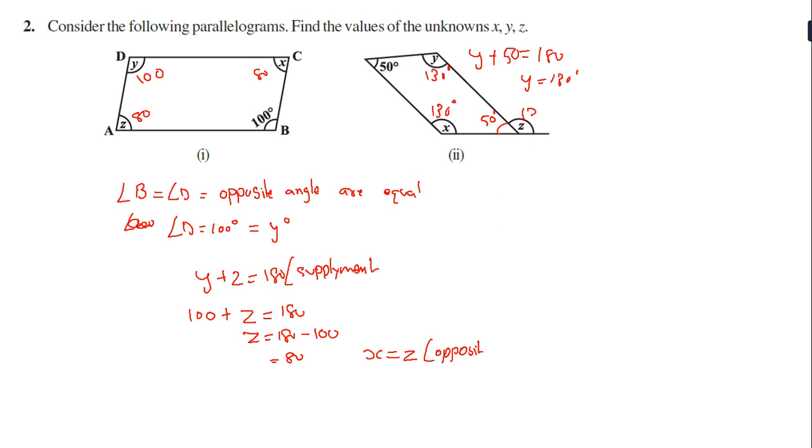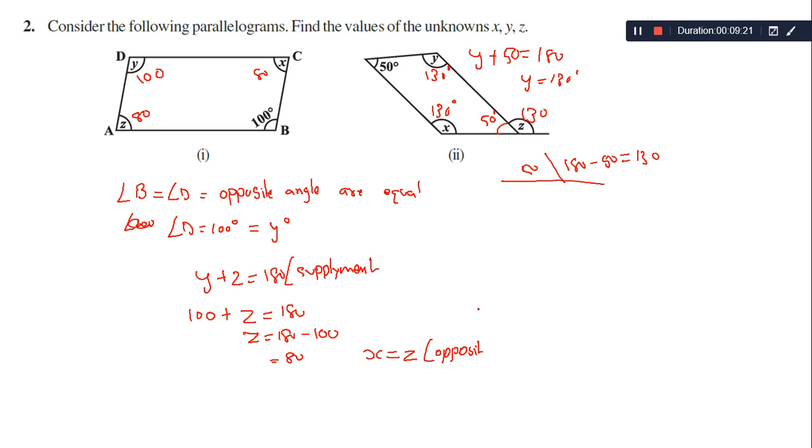Again here it is 130. Why? Linear pair. So linear pair is there if it is 50. So 180 minus 50, that is 130. So all questions are easy if you go through it properly with all 4 properties related to the parallelogram.